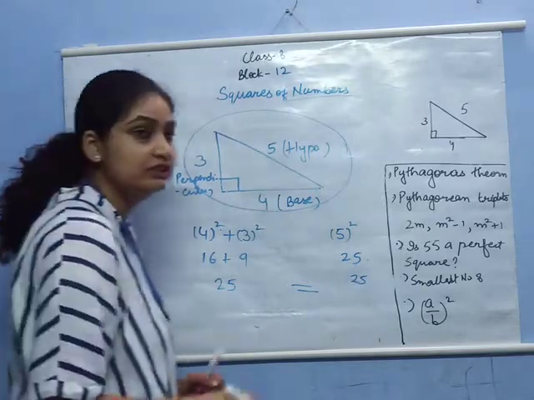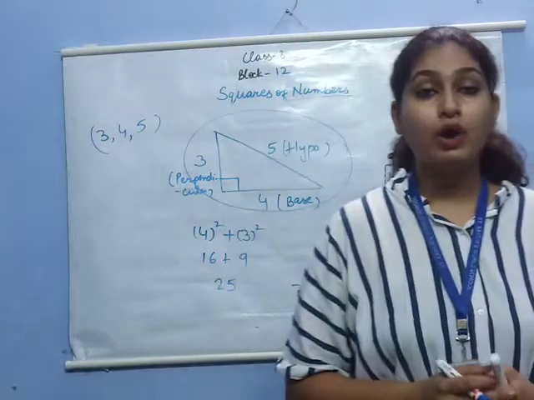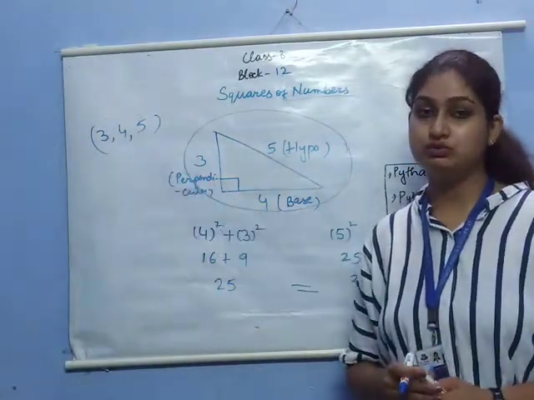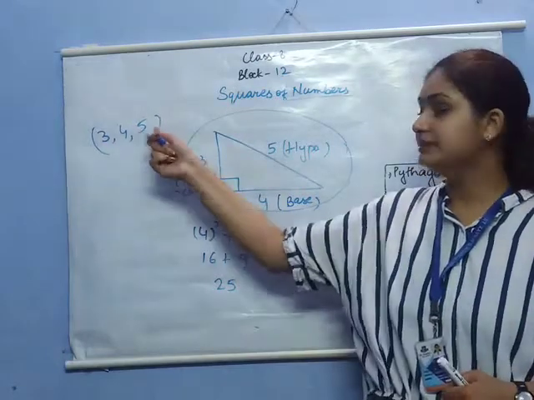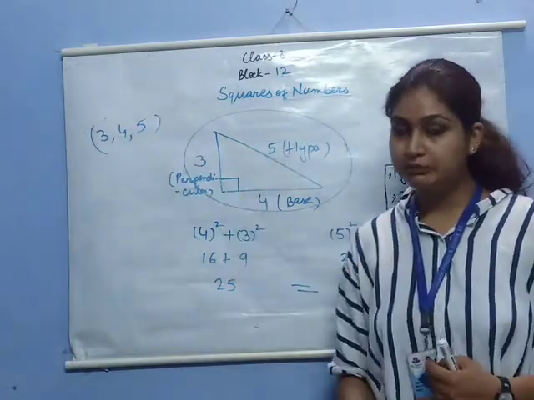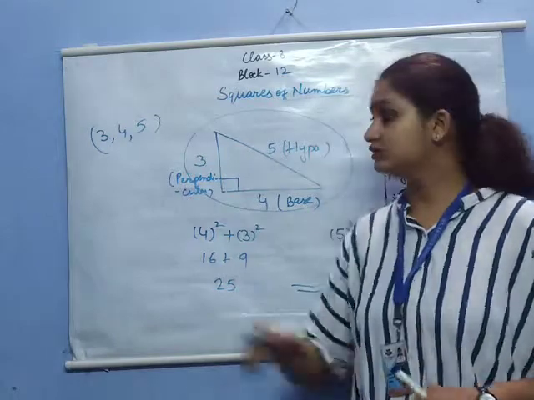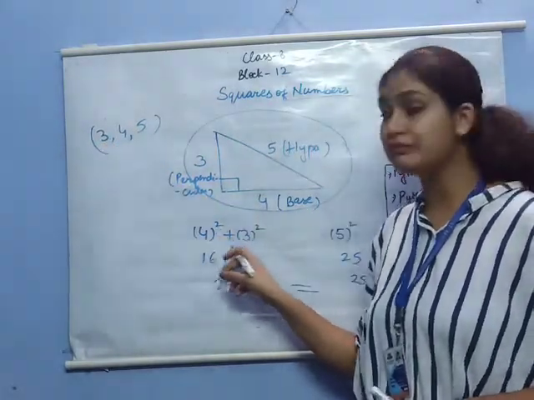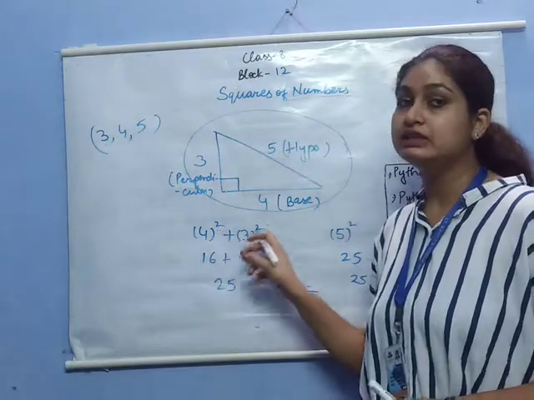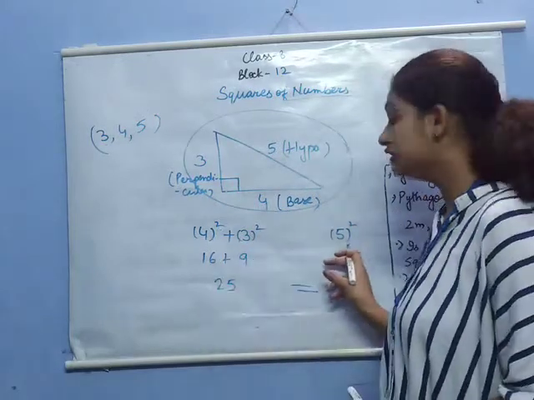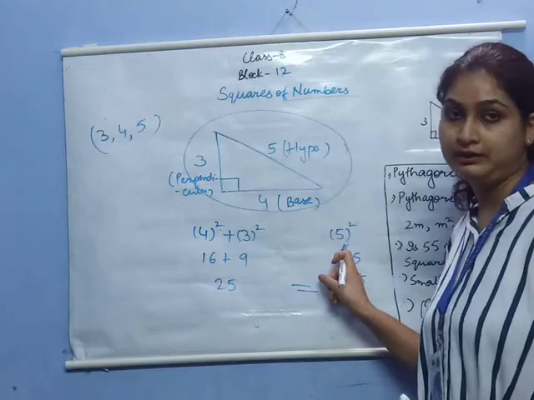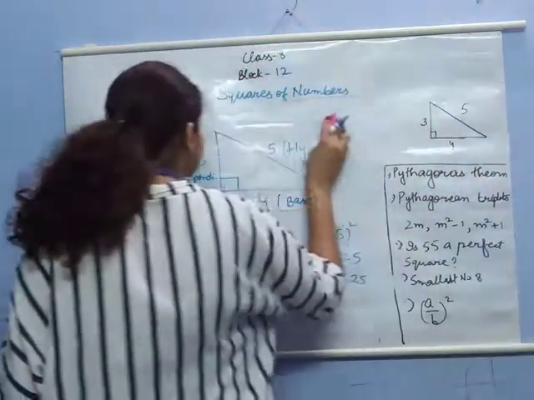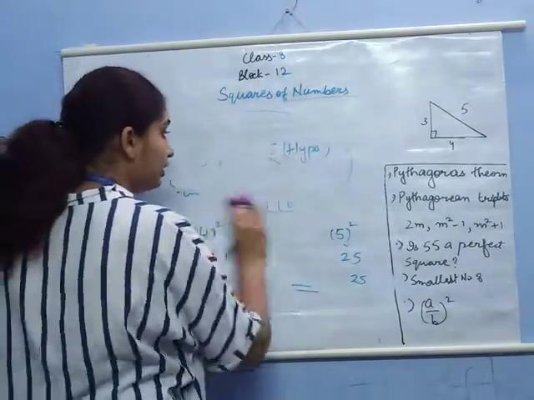Pythagorean triplet means the sum of the squares of the two smaller numbers is equal to the square of the biggest number. Again I am repeating: the sum of the squares of the two smaller numbers, 3 square and 4 square, if you add them up, will equal the square of the biggest number. Then it is said to be a Pythagorean triplet.